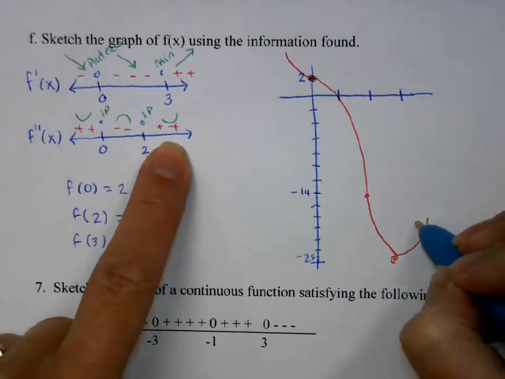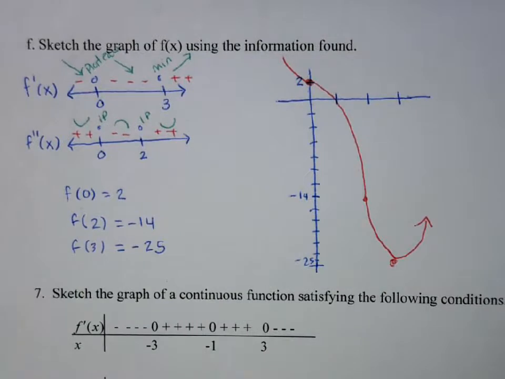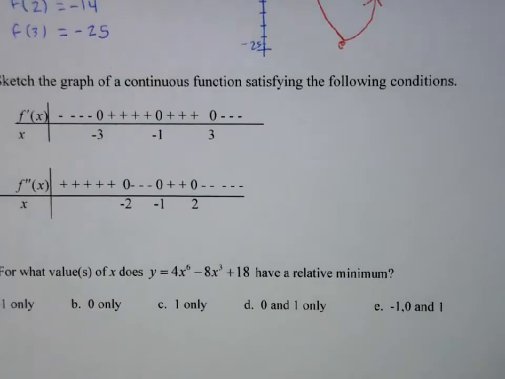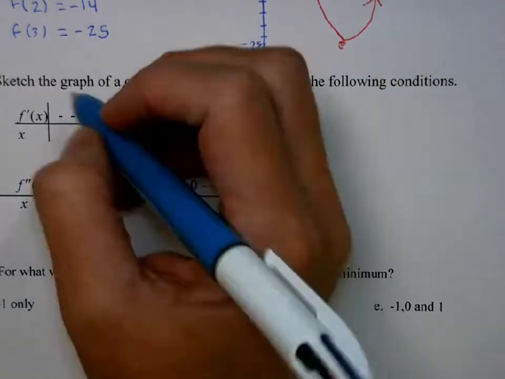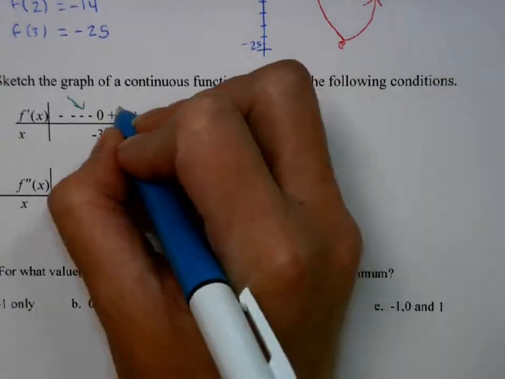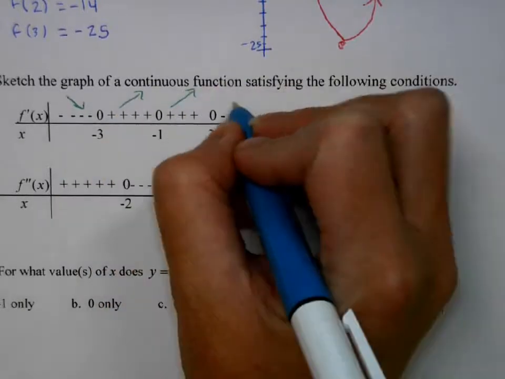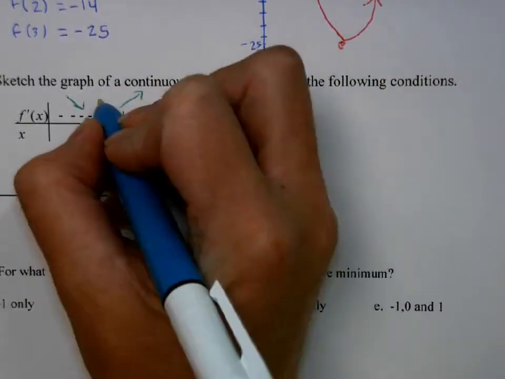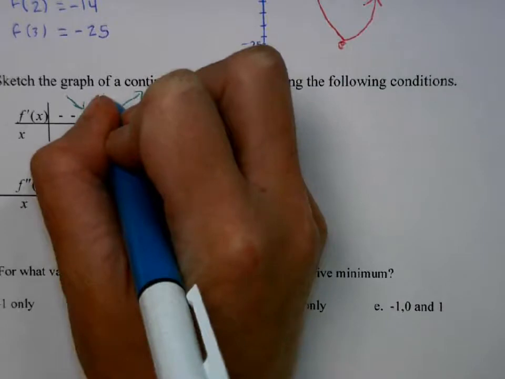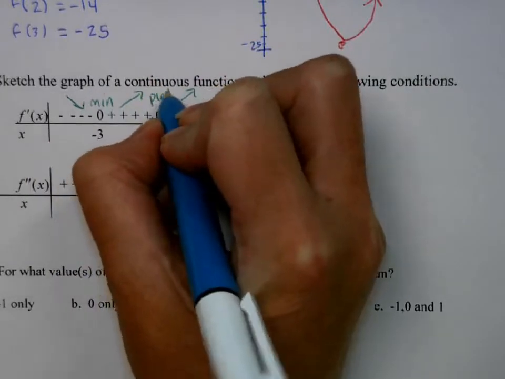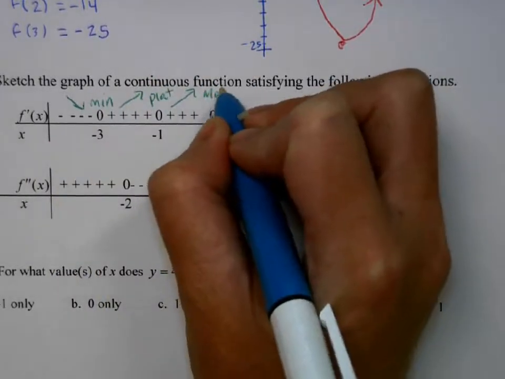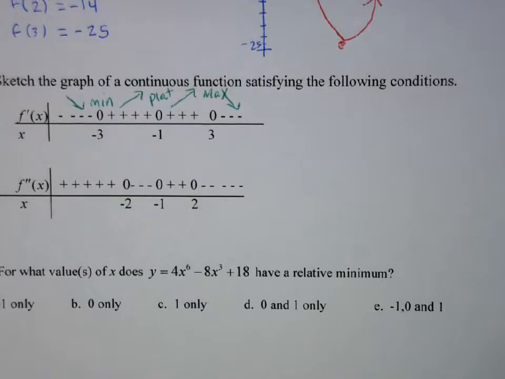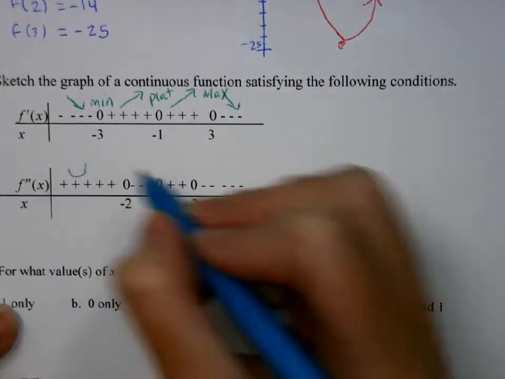So given the number line charts, can we draw our graph? So this is negative, so it's decreasing, increasing, increasing, decreasing. So I have a minimum, a plateau, and a maximum. This one is concave up, concave down, concave up, concave down, with some inflection points.